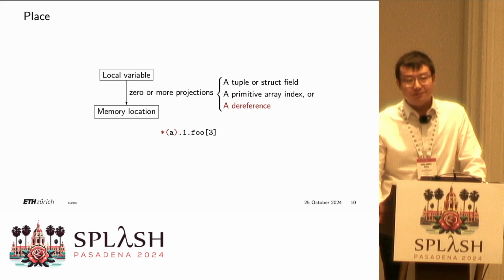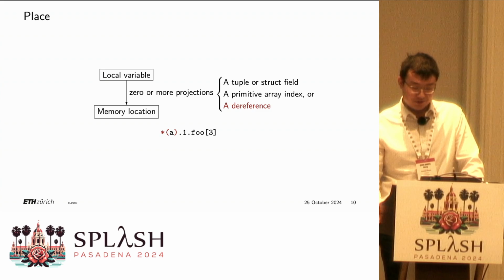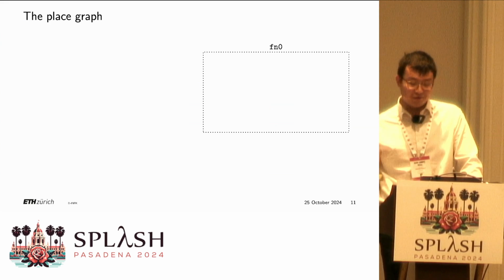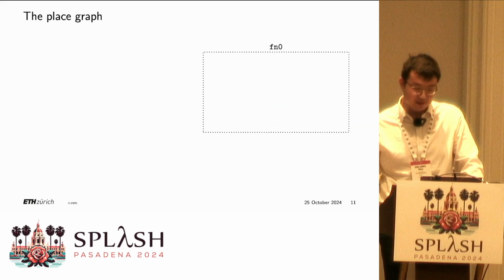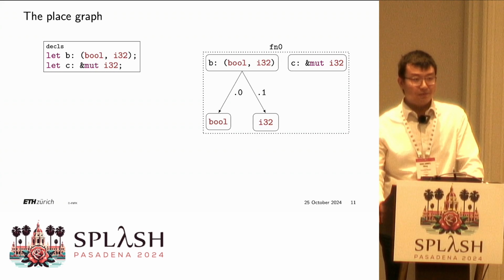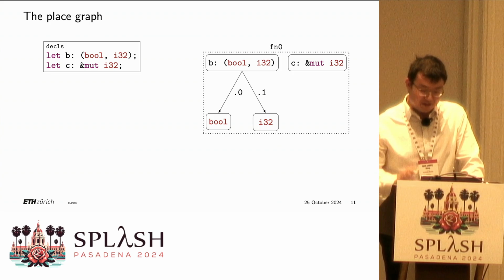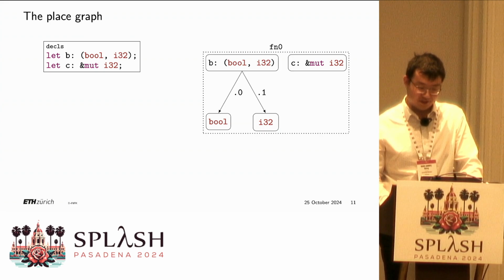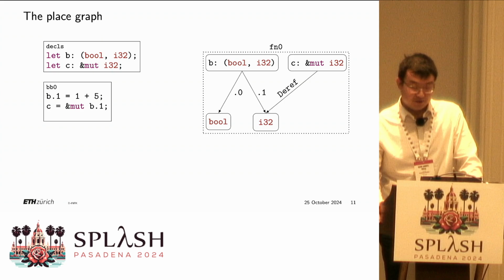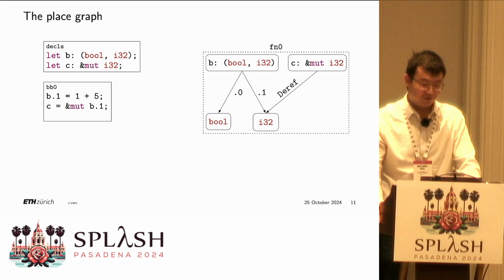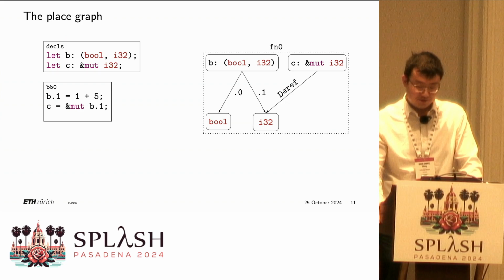To keep track of what places we can or cannot generate, we make use of a data structure called the place graph. It records all the reachable places at the current point in the program. Whenever we declare local variables, we add the local variable and all of its fields as nodes to the place graph, with edges in between them representing possible projections. We also keep track of points-to relationships by adding edges whenever a reference or a raw pointer is created, which allows us to know where a reference or a pointer is pointing to at all times.